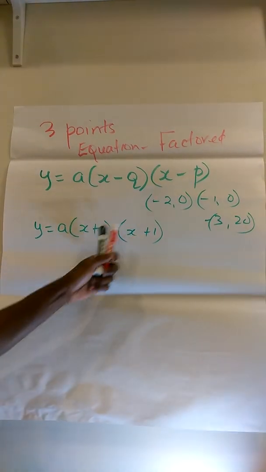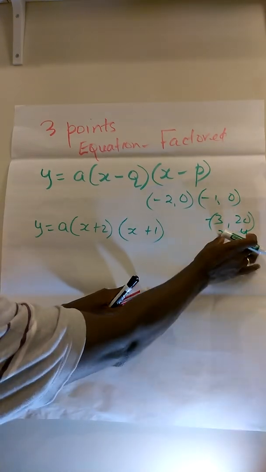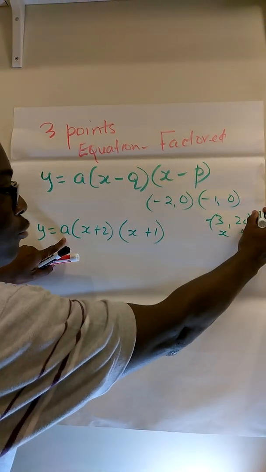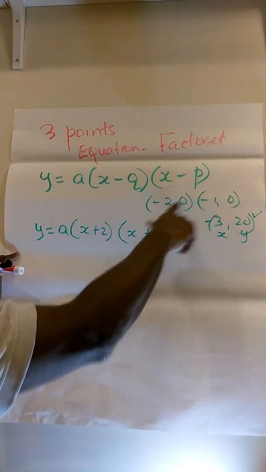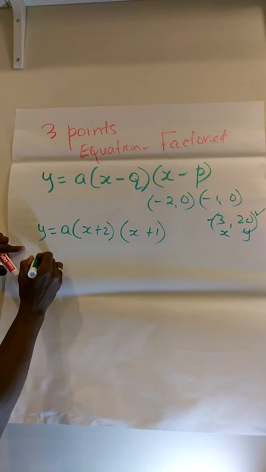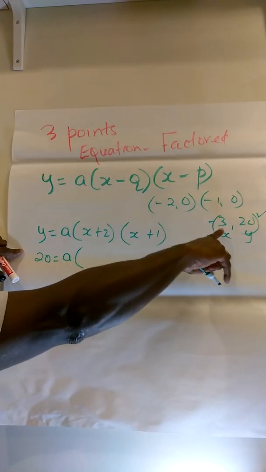So we've used the 2 zeros. I'm now going to plug in the third point using the x and y values so I can determine the value of a. So I'm going to use this third point now. So I use those 2 for the zeros, and I'm using this to find the value of a. So I'm going to plug in y is equal to 20. A we don't know. X is equal to negative 3.